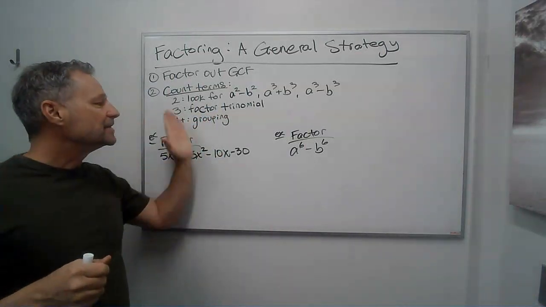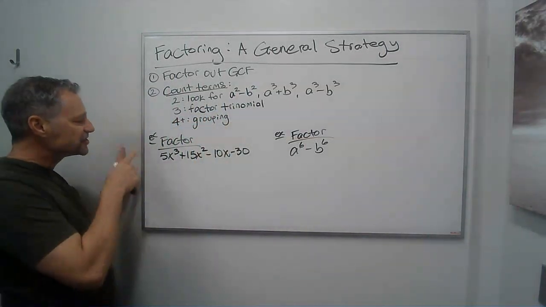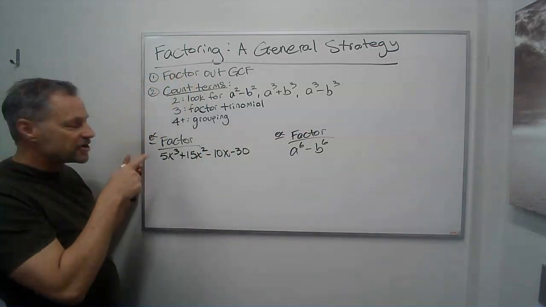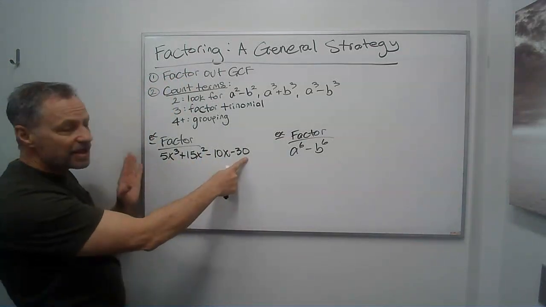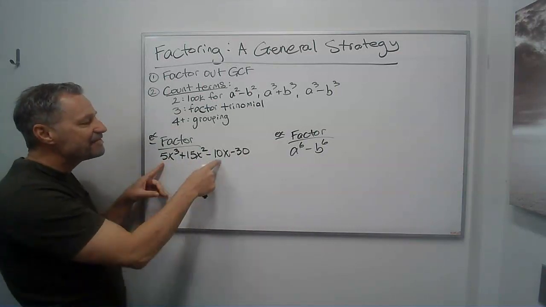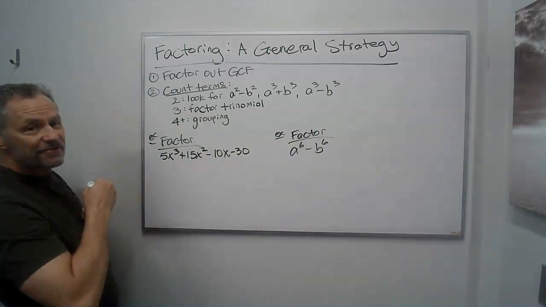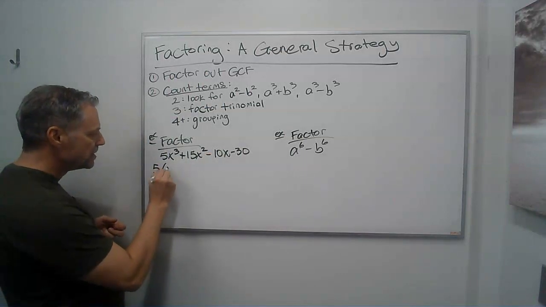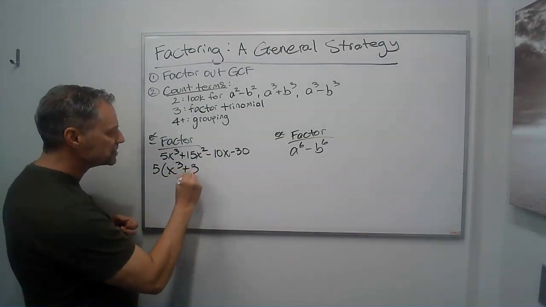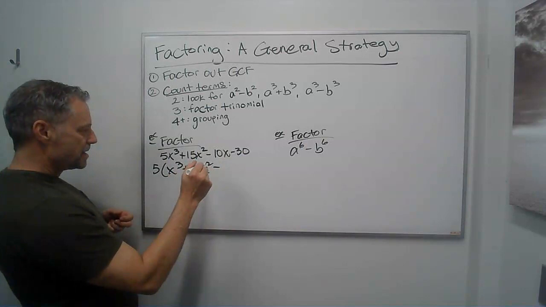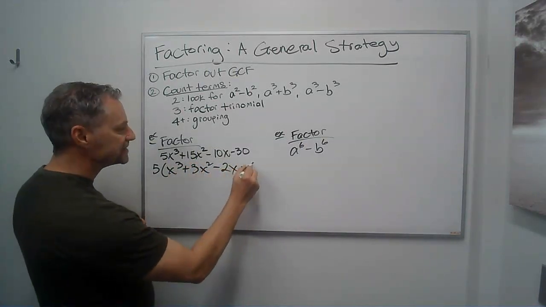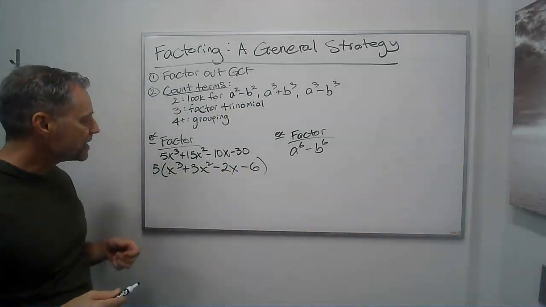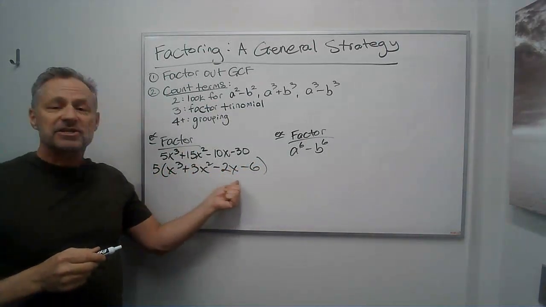Okay, let's look at a couple examples. I start off and I say, okay, factor out the greatest common factor. So I look at all four of these terms and I'm like, well, they don't all have x's. I can't factor out an x, but 5 goes into all these numbers. So I'm going to factor out a 5. That's my greatest common factor. Leaves me with x cubed plus 3x squared minus 2x minus 6.